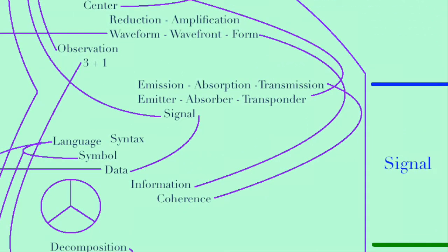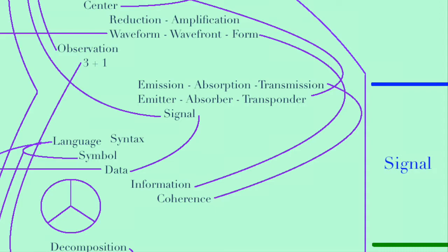An emission is a state transition displacing matter away from the center. Absorption is a state transition displacing matter towards the center. Transmission is the process of an emission becoming an absorption. Emitter, absorber, transponder correspond to that which is capable of emission, absorption, and transpondence. A signal is an emission extending beyond its associated boundary.